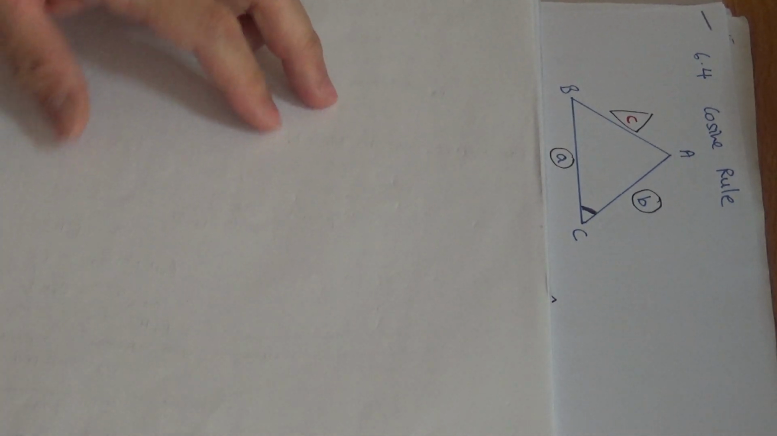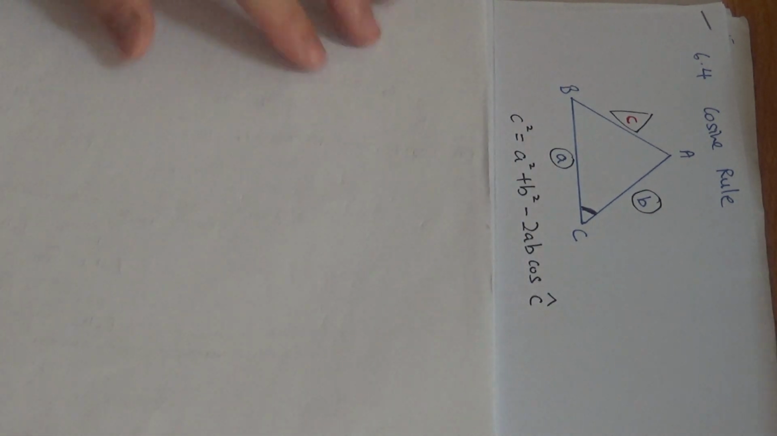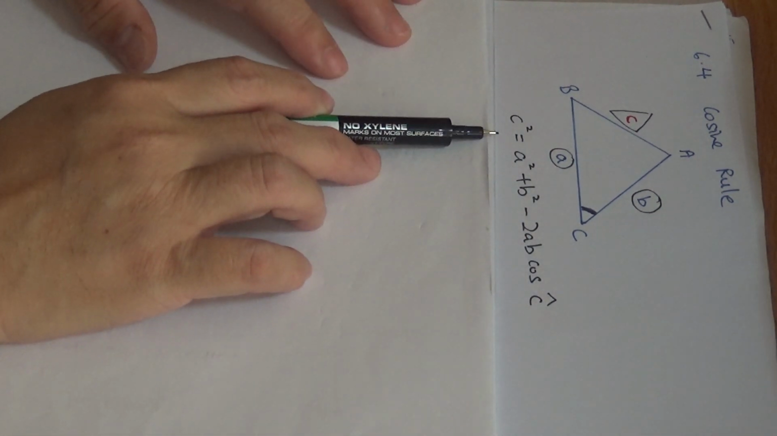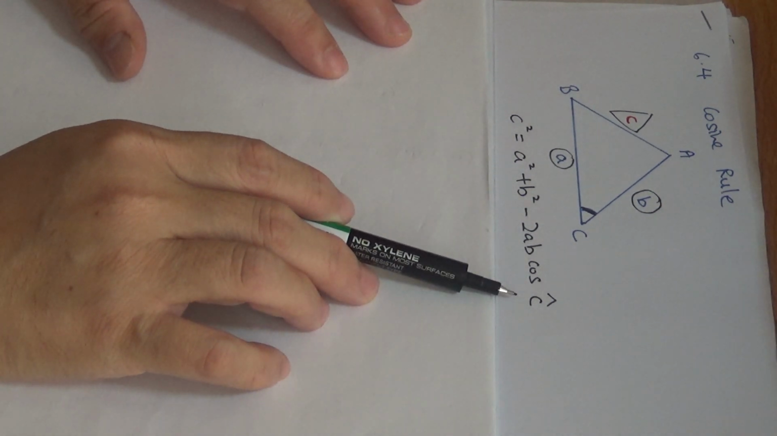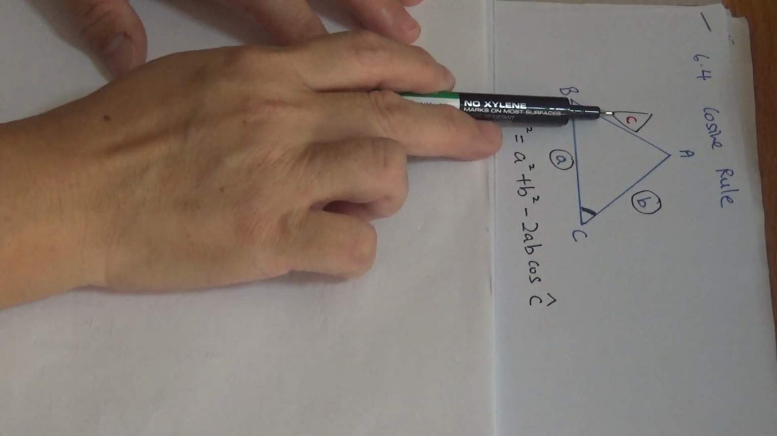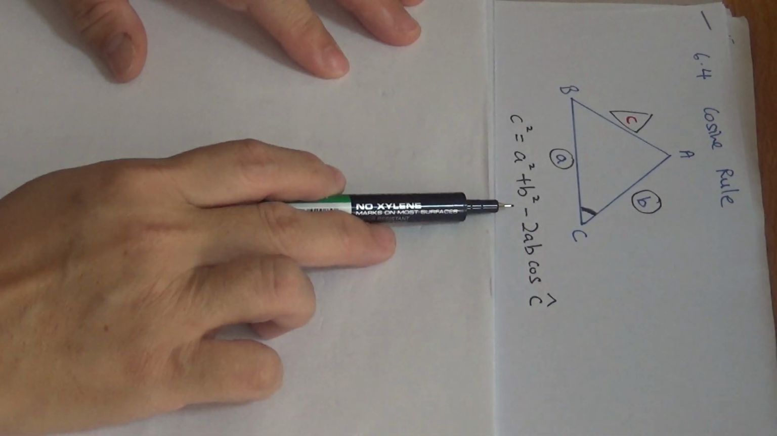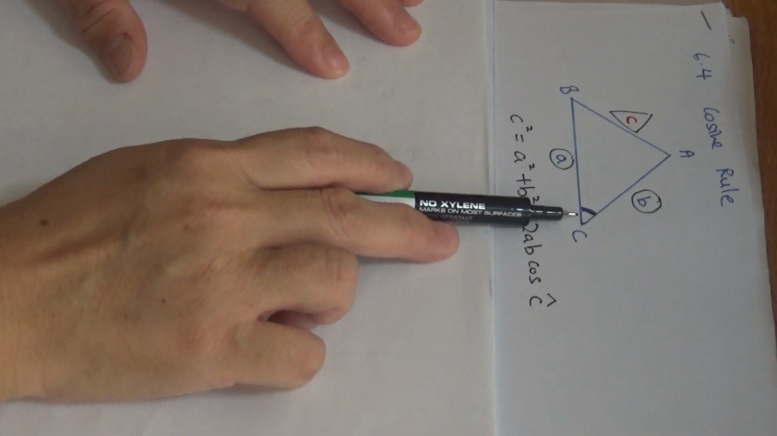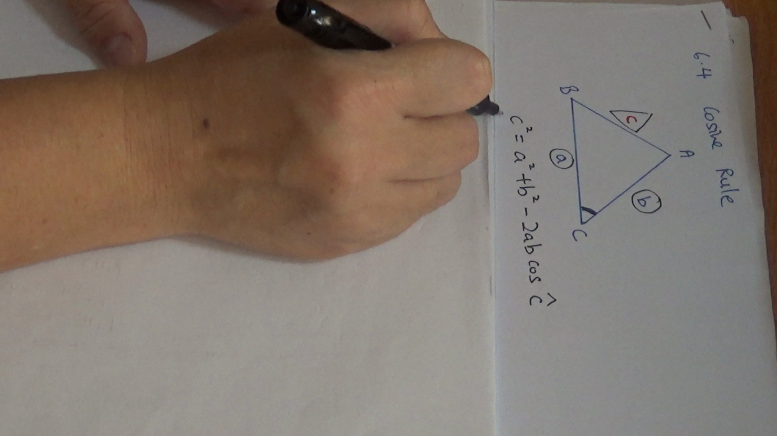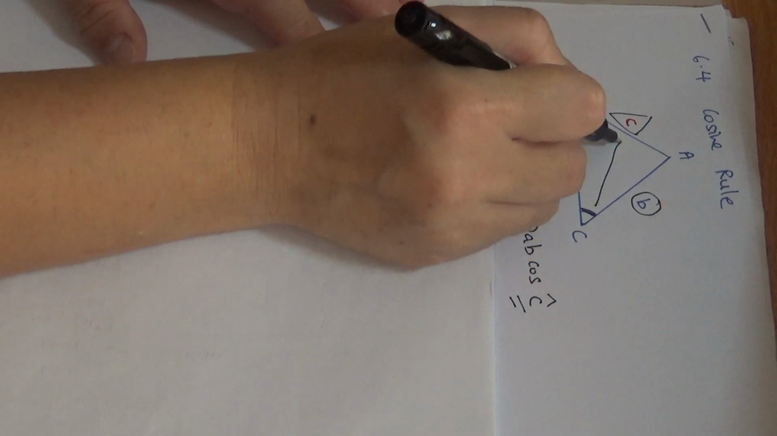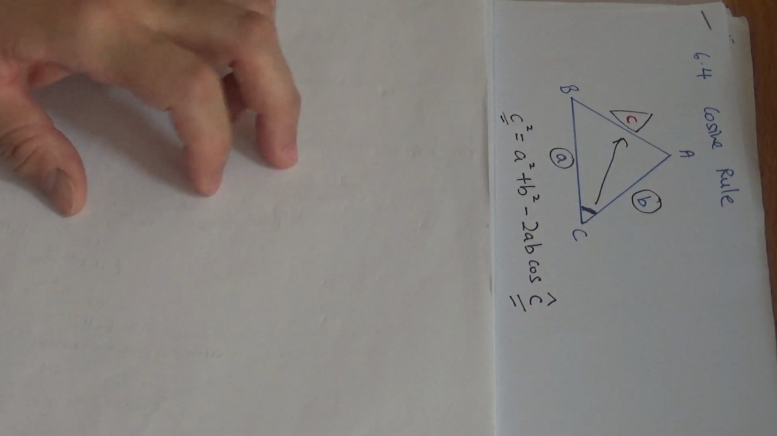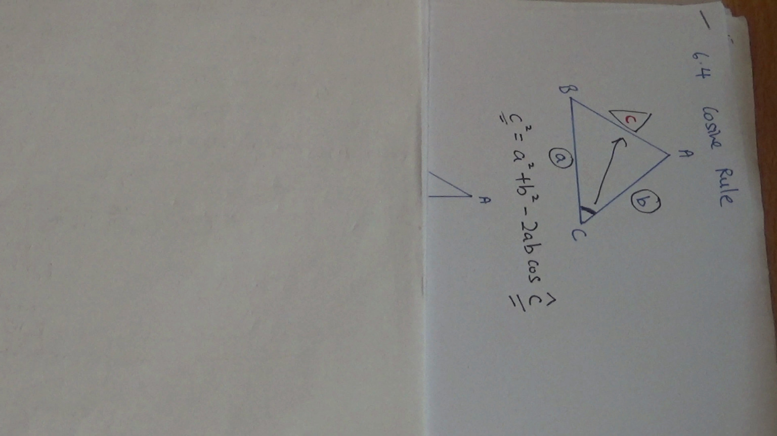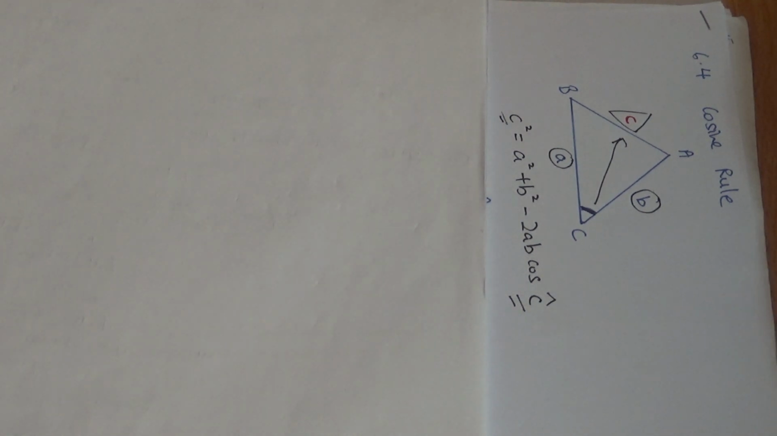Therefore, you only need to memorize this particular formula: c squared is equal to a squared plus b squared minus 2ab cosine C. It's very easy to remember. c squared is a squared plus b squared minus 2ab cosine C. Note that the side over here and the angle over here must be opposite each other before you can apply the cosine rule. Okay?